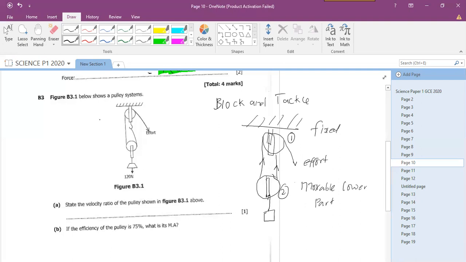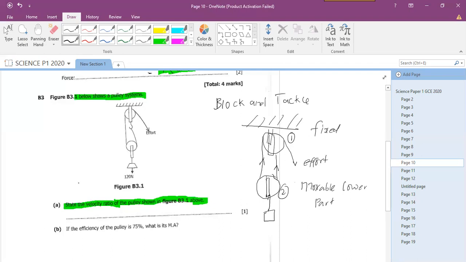So looking at this question here, question 1, it says below shows a pulley system. You have to be careful, especially when a question says state. Every time a question says state, it means you are not doing any kind of calculations. You just have to make a conclusion of the answer based on the diagram that has been given above. So here they're saying state the velocity ratio of the pulley system shown above.